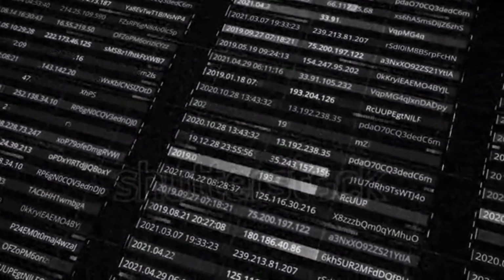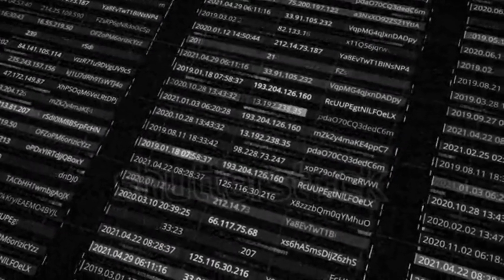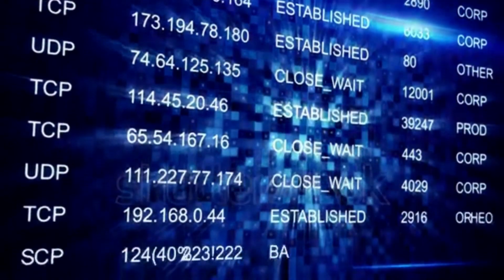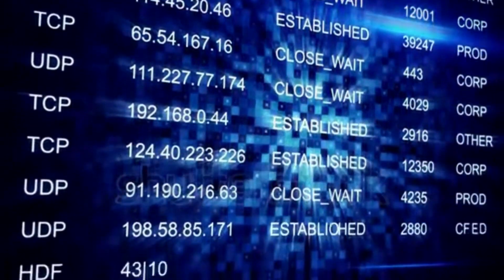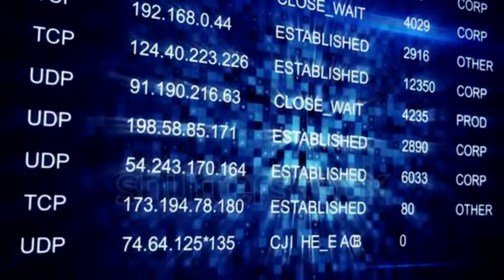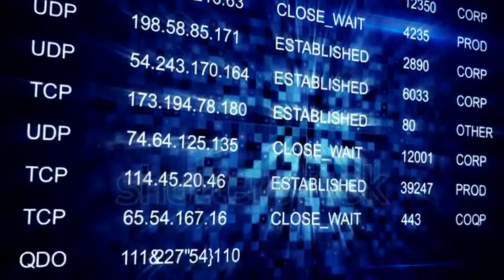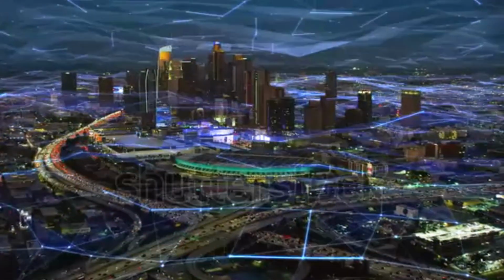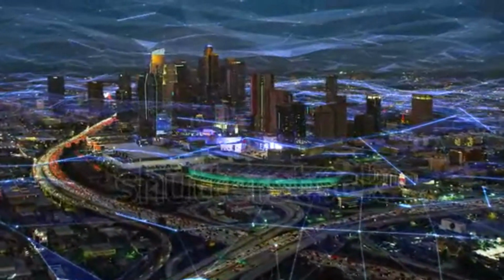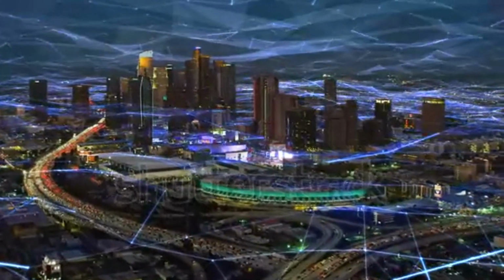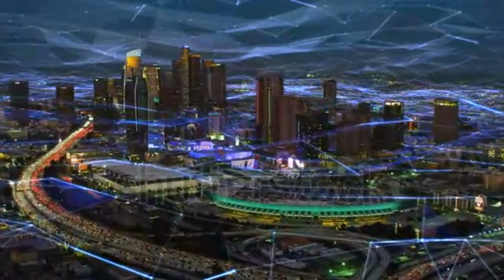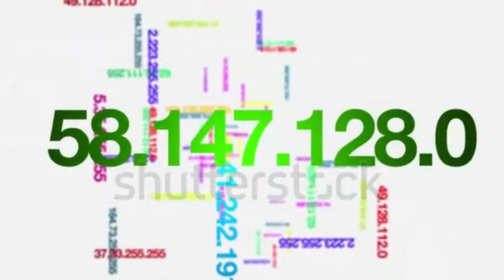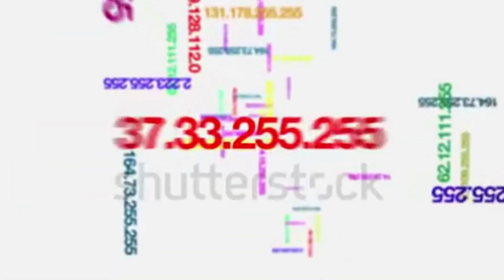Now, you might be wondering, how are IP addresses assigned? Internet service providers, ISPs, are responsible for assigning IP addresses to their customers. When you connect to the Internet, your ISP assigns you a unique IP address that allows you to communicate with other devices on the network. This address can be dynamic, meaning it changes each time you connect, or static, which remains the same.